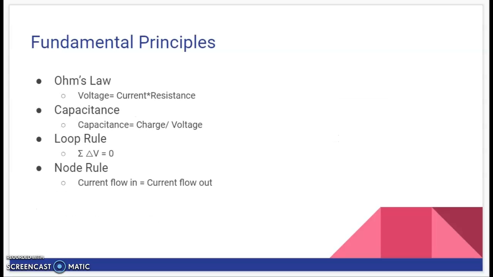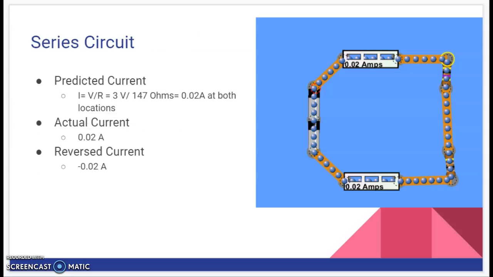Some fundamental principles we need to know are Ohm's law, where voltage is equal to current times resistance; capacitance, which is equal to charge divided by voltage; the loop rule, which states that the overall voltage in a circuit will be zero; and the node rule, which means that what goes in must come out.